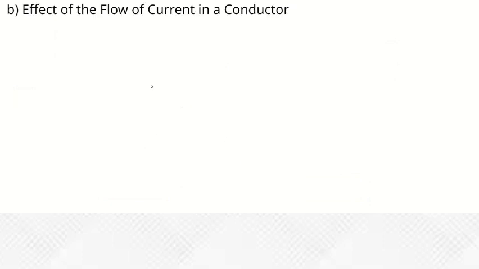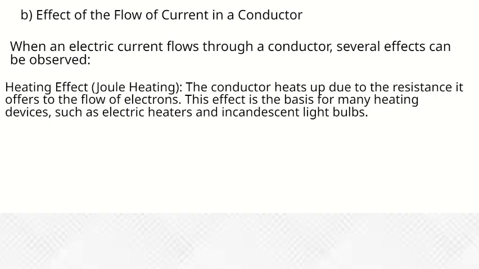So now question B asks us to state the effect of the flow of current in a conductor. Now there are different things that can happen as current flows in a conductor. The conductor heats up due to the resistance it offers to the flow of electrons. This effect is the basis of many heating devices such as electric heaters and incandescent light bulbs.